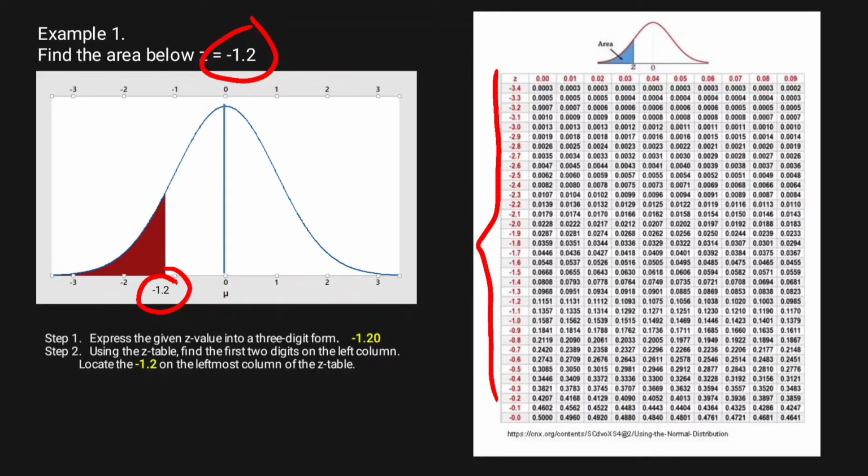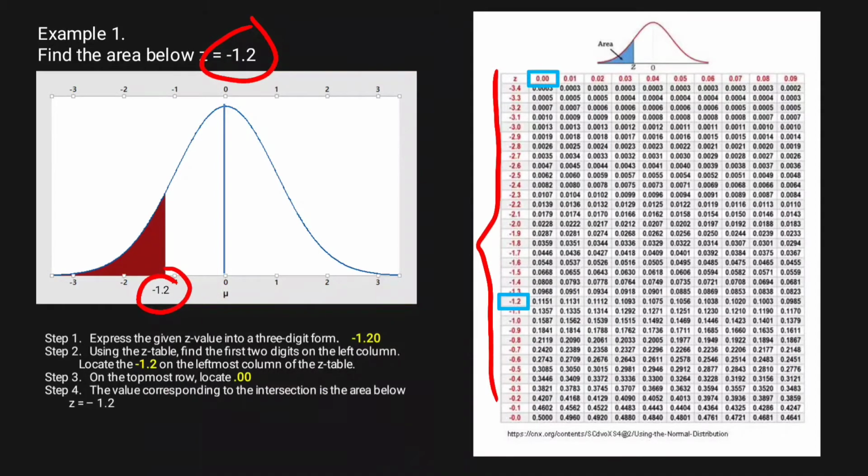So nasaan yung negative 1.2? Hanapin lang. So ayun na yung negative 1.2. Then yung third digit, hanapin naman natin. On the topmost row, locate 0.00. So ayun yung 0.00.